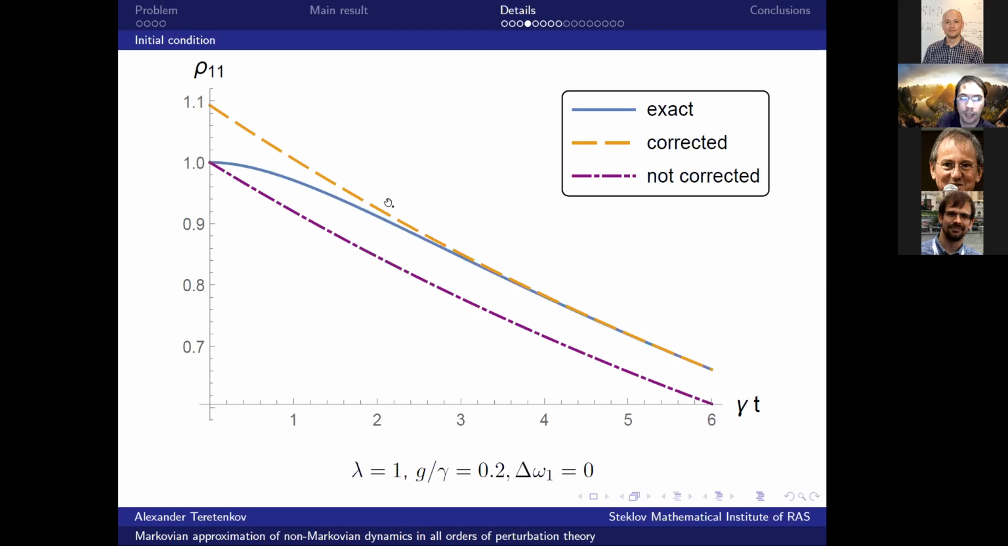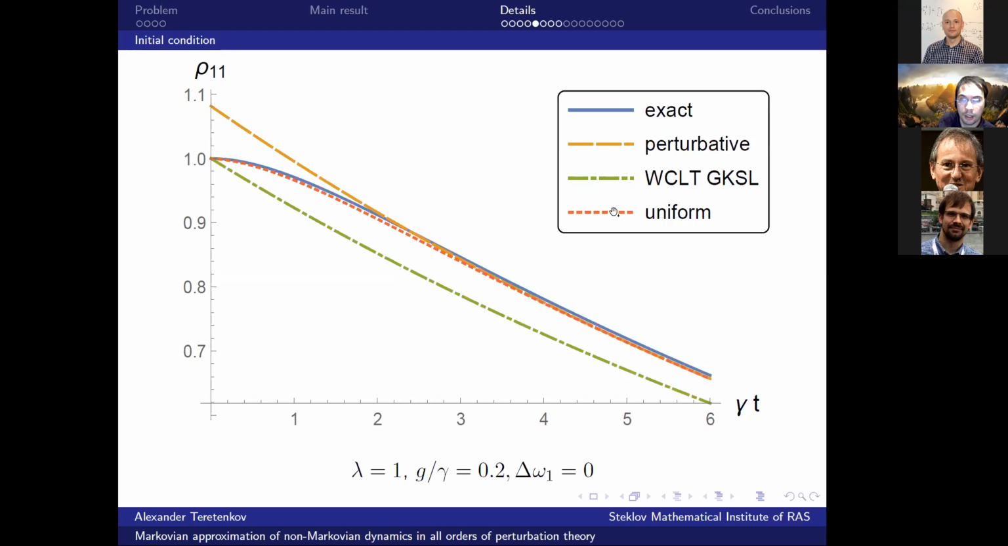constant coefficients. And for sure, as I said, at the small time scale of order of the correlation time, this approximation does not work. But just after 2 or 3 correlation times, this corrected perturbative solution matches perfectly the exact solution. So just after 2 or 3 correlation times, we have a very good approximation by the solution just of the GKSL type equation with constant coefficients.